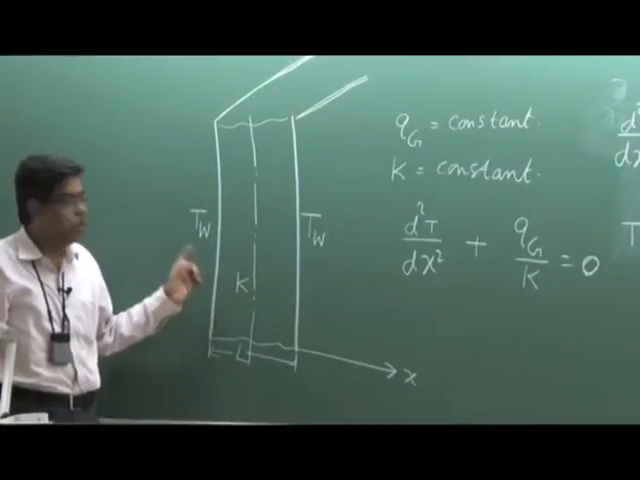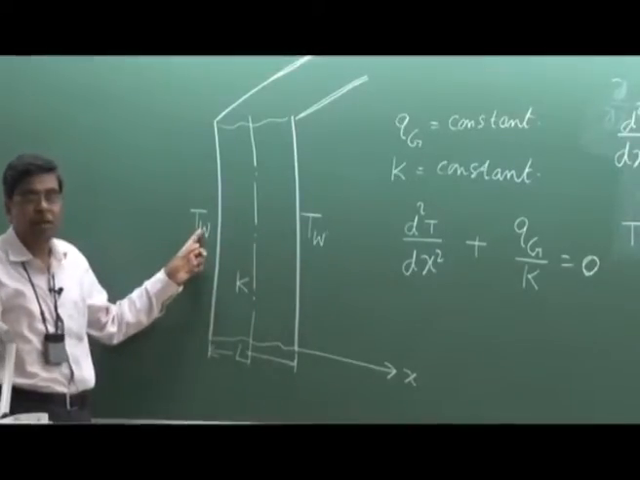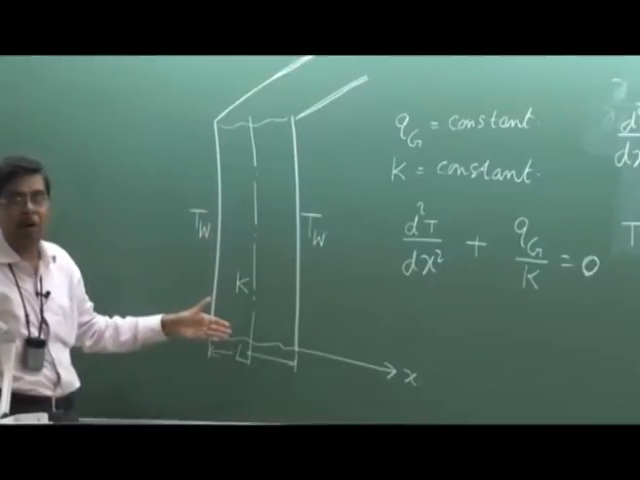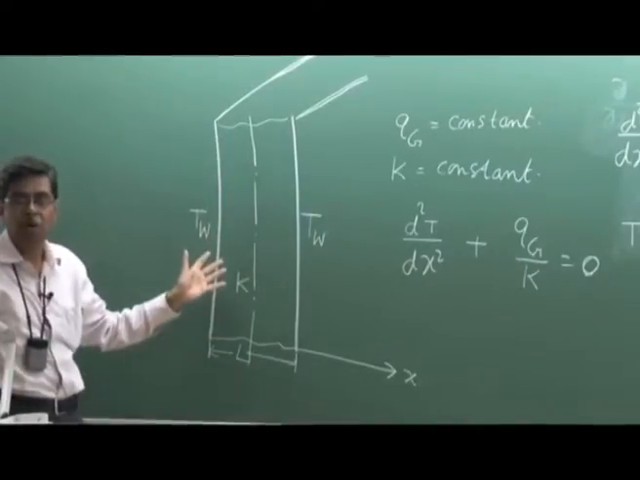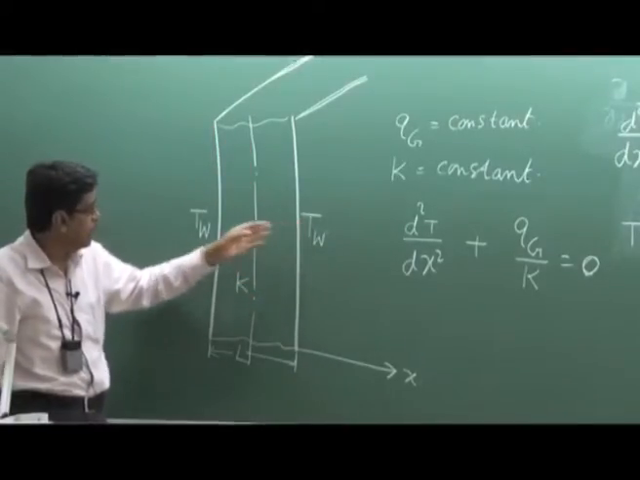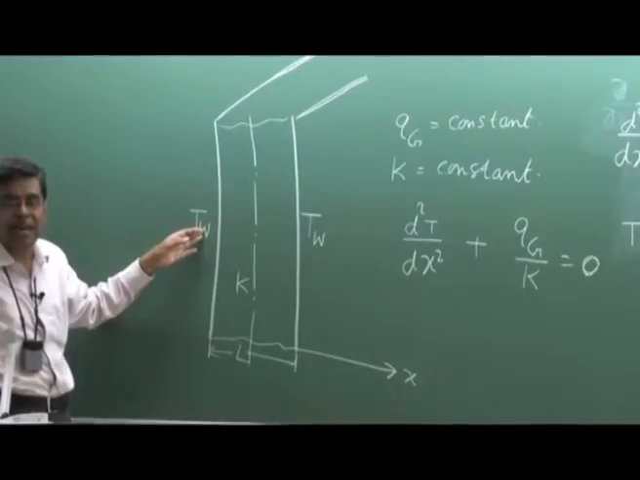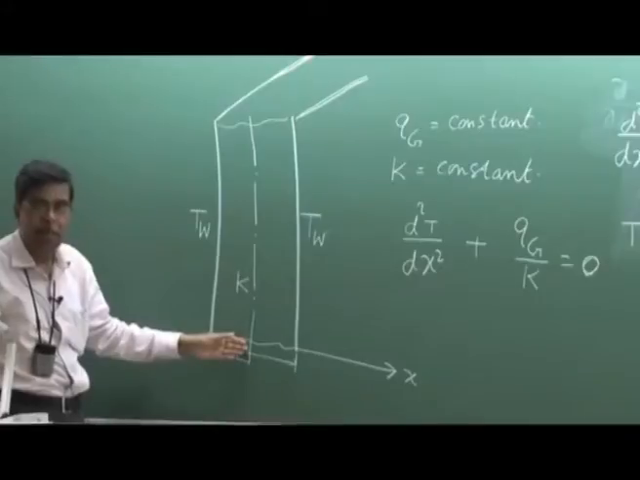The problem is symmetric. The geometry and the boundary condition are such that both sides are TW. That means if we have a mid plane, the problem is symmetric about the mid plane. Q is uniform throughout, which means it is symmetric about the mid plane. The boundary conditions TW at the two faces are the same. That means the problem is symmetric about this mid plane.